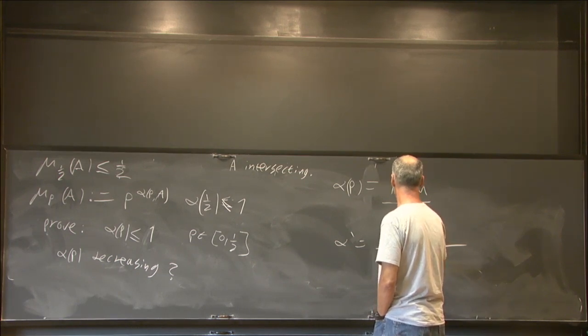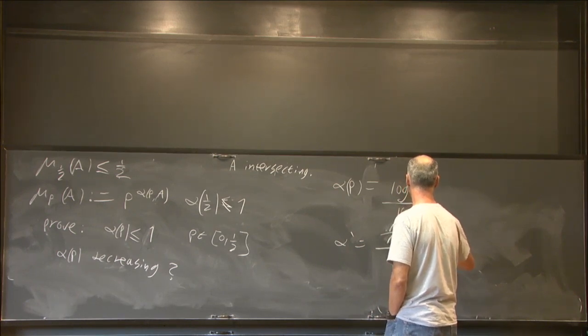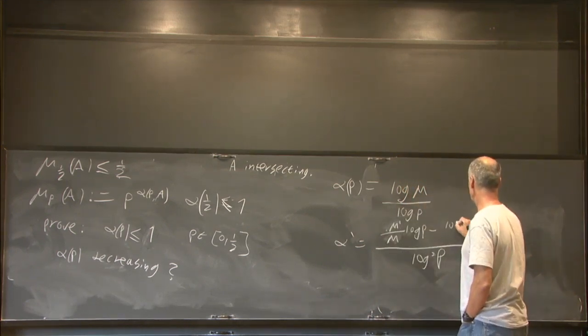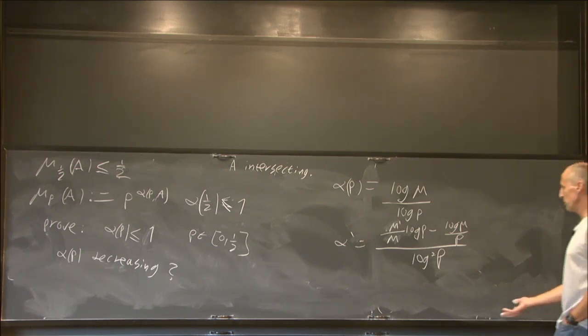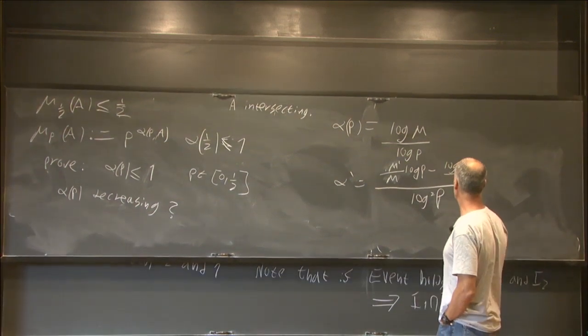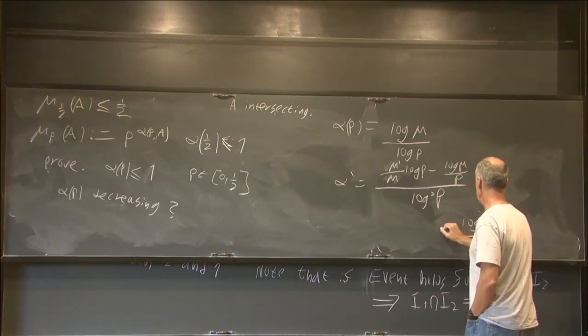I can do this. 1 over mu, yeah, mu prime over mu times log p minus log mu over p. Is that OK? What's the derivative of log mu? It's mu prime over mu times log p minus log mu times the derivative of log p, which is 1 over p. OK, so we want to prove that this is decreasing. So we want to show that log mu divided by p is greater or equal to.